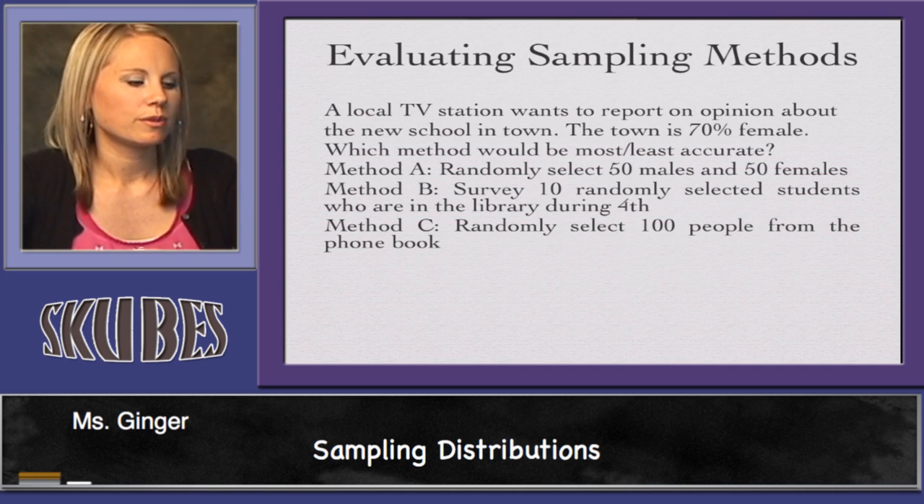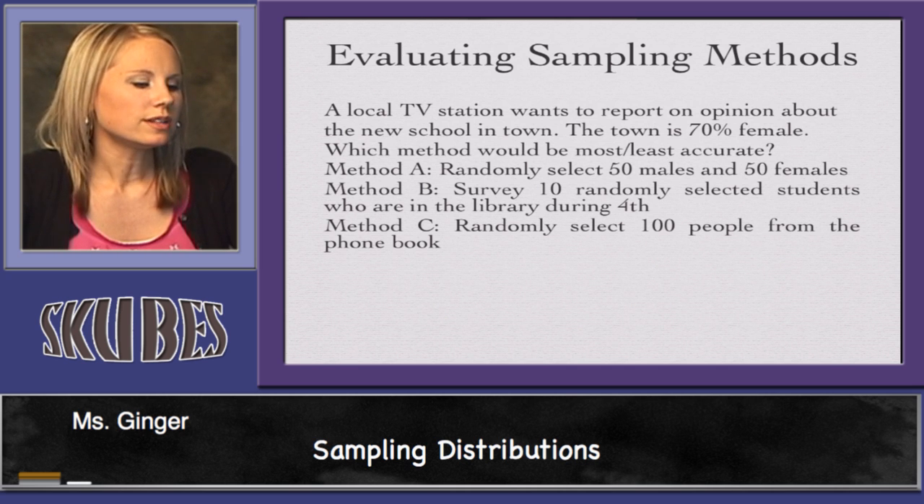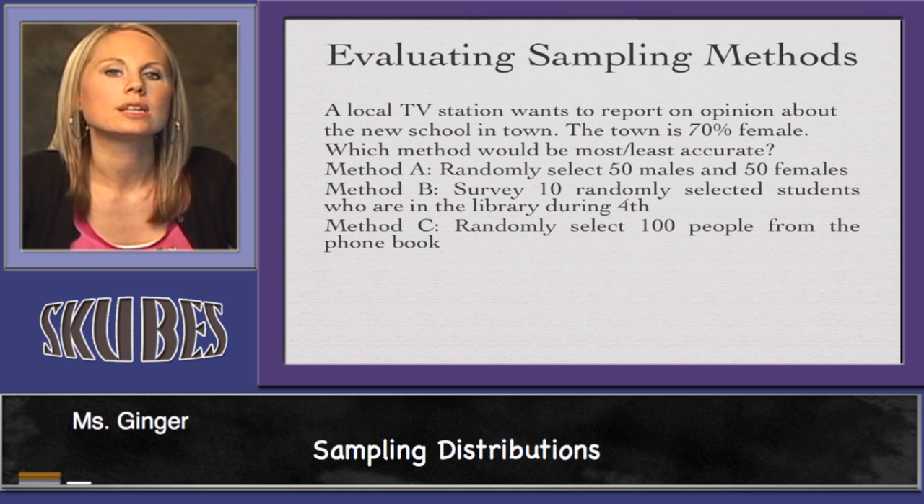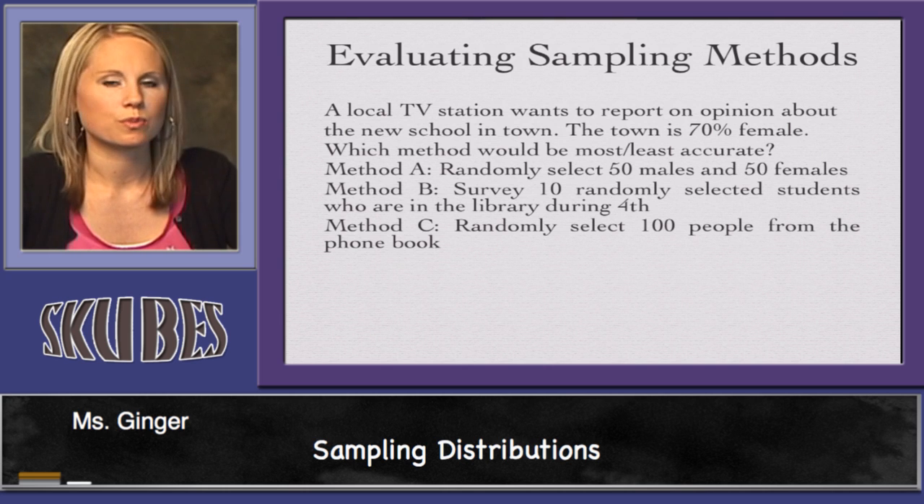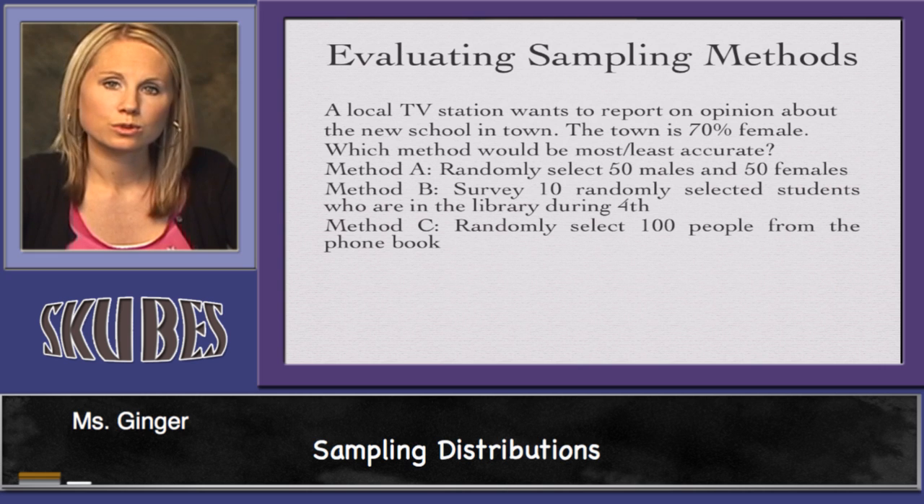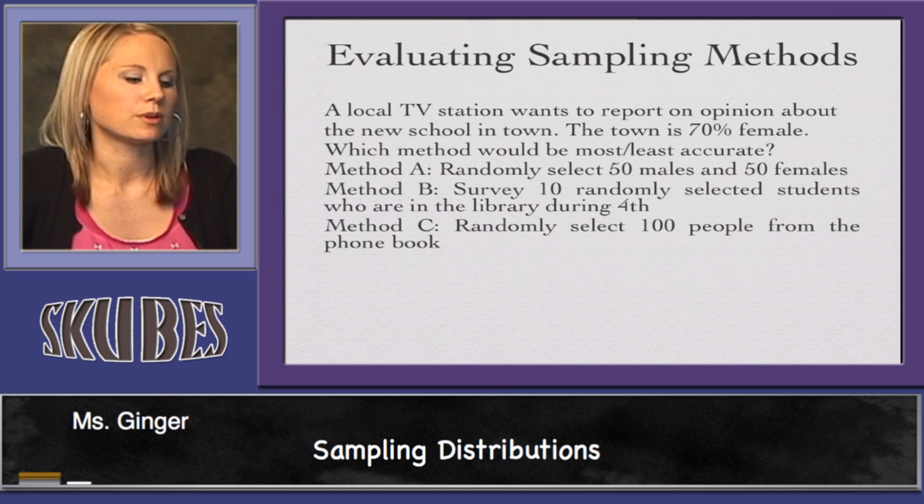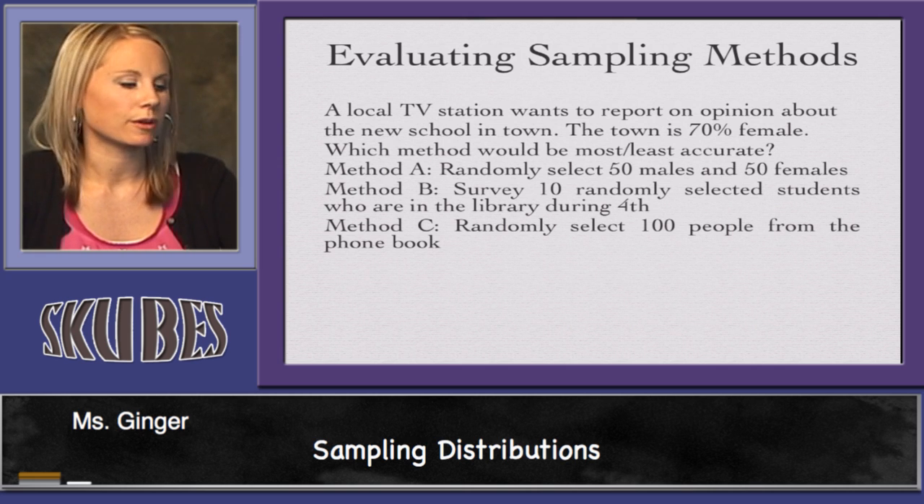All right, so we've seen the layout of the accuracy of these methods. So let's evaluate this situation here. Let's figure out what would be the best thing for us to use in this scenario. Let's say a local TV station wants to report on the town's opinion of the new school in town. So we've got a new school that's been built, and this particular town, we're given this information, is 70% female. So that means it's 30% male.